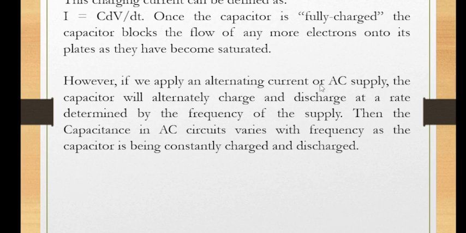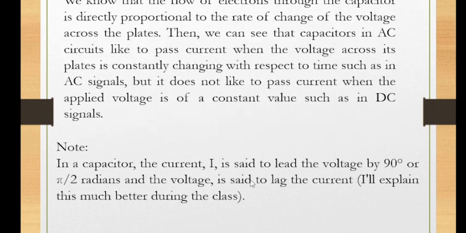However, if we apply an alternating, or AC, current, the capacitor will alternately charge and discharge at a rate determined by the frequency of the supply. So it is continuous. It's not like the DC circuit that is just in one direction. Then the capacitance in AC circuit varies with frequency as the capacitor is being constantly charged and discharged.